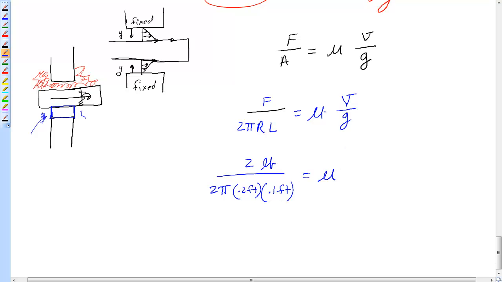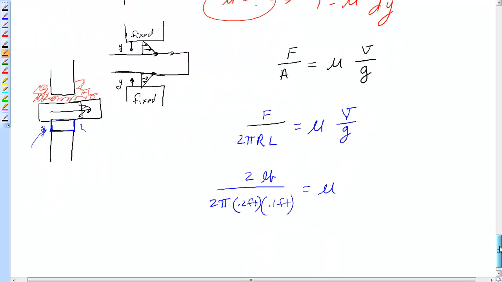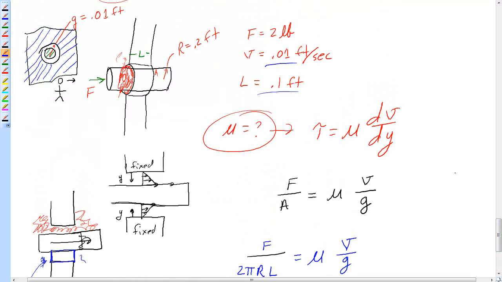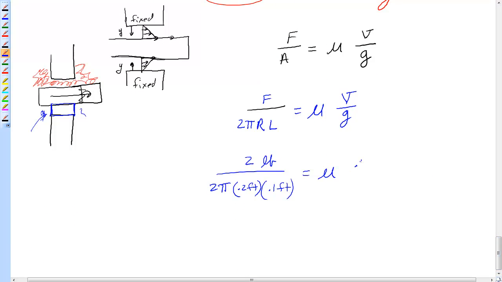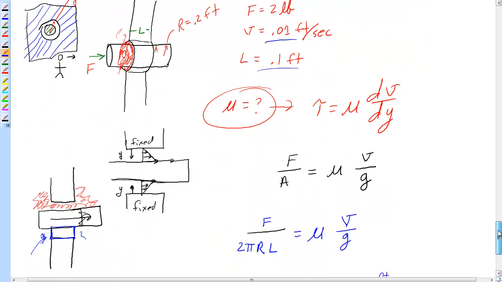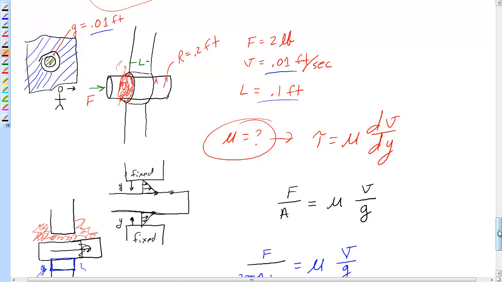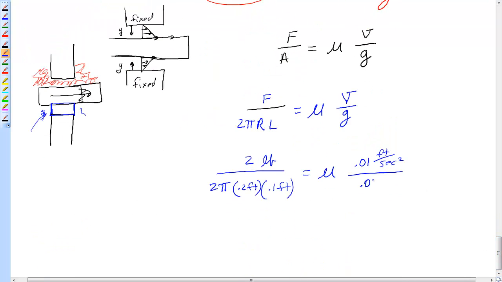I don't know the viscosity. That's what we're supposed to find, if I'm not mistaken. Yeah. And then the velocity. The velocity was 0.01 feet per second squared. And the gap, I didn't specify the gap. Yes, I did. Here's the gap: 0.01 feet.